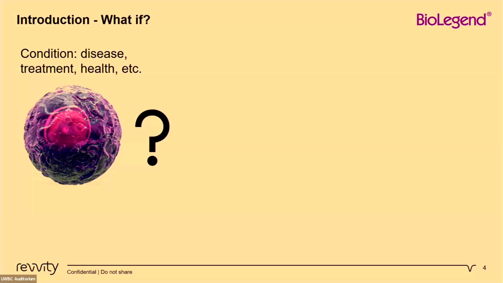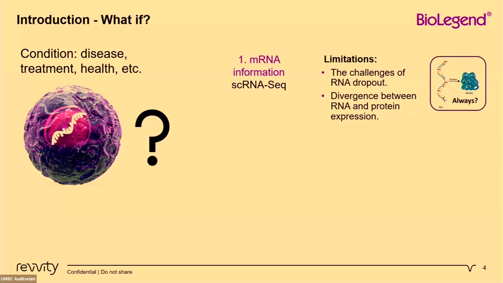Okay, so to get things started. What if we have some kind of condition, a disease, a treatment, some sort of health problem, or a study, something you're looking at in mice, and we need to study that particular indication. So you can do things with mRNA, single-cell RNA-seq, but you have some limitations with that, challenges of RNA dropout and a divergence between RNA and protein expression because they're not always the same.